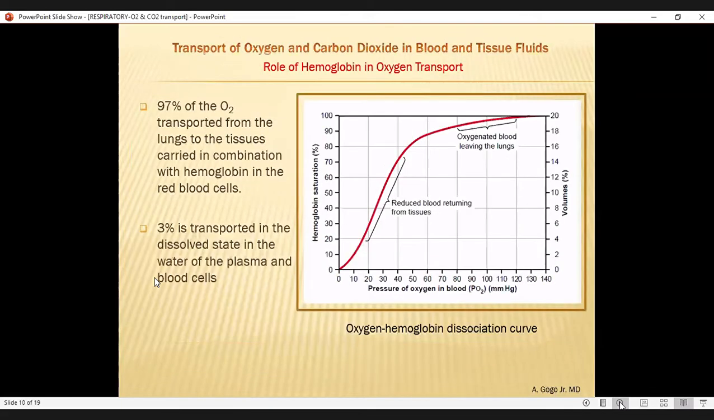Here is your oxygen hemoglobin dissociation curve. It's not a straight line because the saturation of oxygen will reach 100%, remember? So 97% of the oxygen transported from the lungs to the tissues is carried in combination with hemoglobin in the red blood cells, okay? 3% is transported in the plasma, in the dissolved state, in the water of the plasma and blood cells, okay? So that is 100%. Now, this is the pressure of oxygen, your PO2.